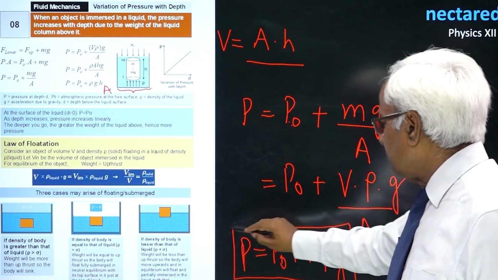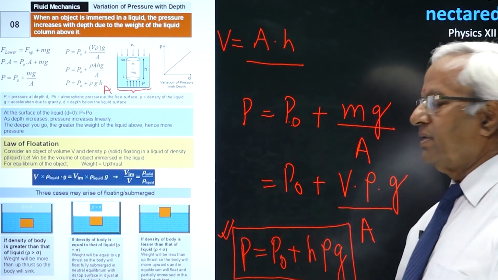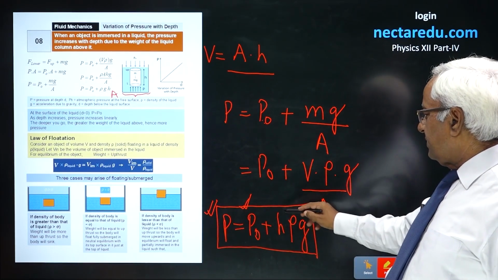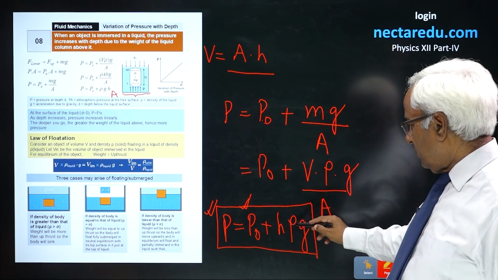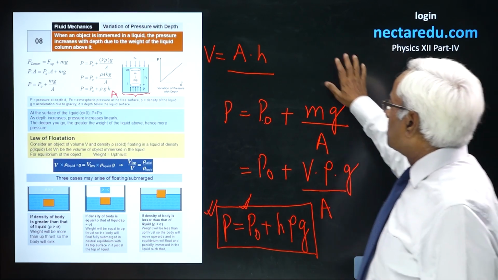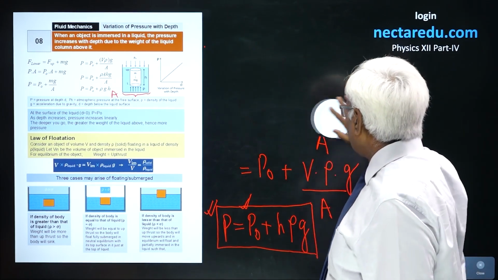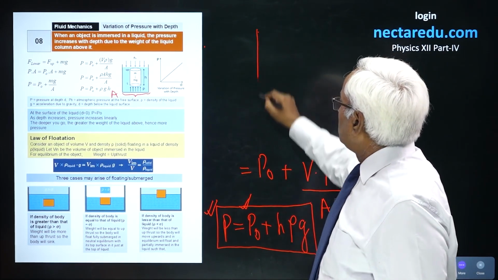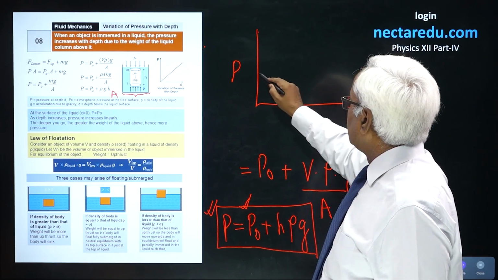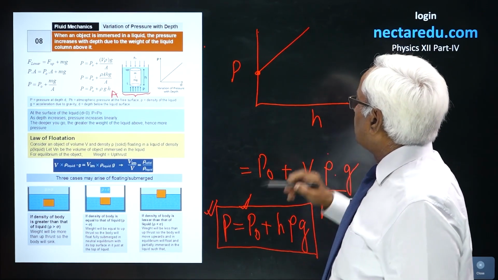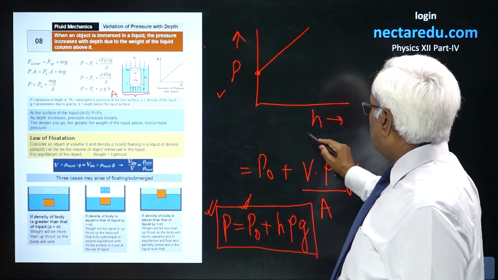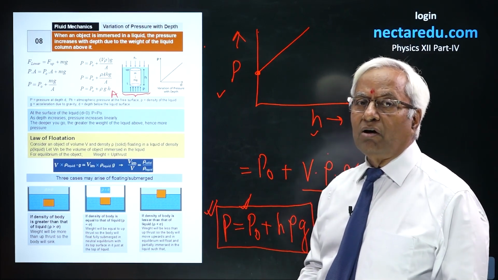You might say this is the absolute pressure. P0 is the atmospheric pressure, and these terms you are already aware of. H is the height of the column, rho the density of the liquid, and g acceleration due to gravity. Here you see the equation in the form of y equal to mx plus c. If you want to plot the graph between pressure and this H, it's going to be a linear graph this way. But here we are considering the absolute pressure and the height of the liquid column.